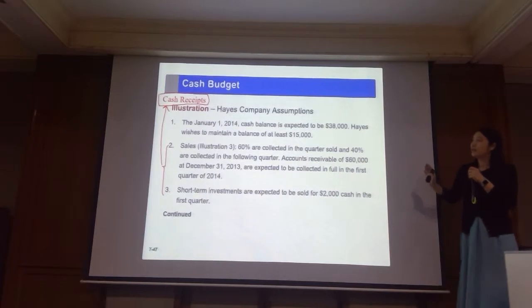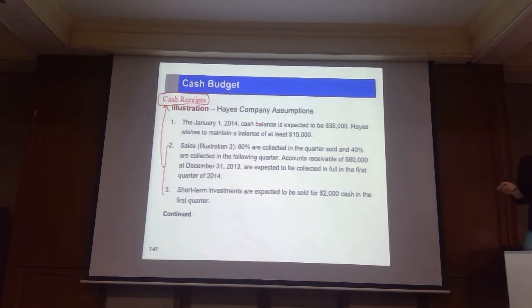This company has the following assumptions. First, for the cash, the beginning balance equals 38,000, and the company plans to maintain at least 15,000 at the end of the period. Okay, it means that at the end of each quarter, the company must have cash equal to 15,000 at least.